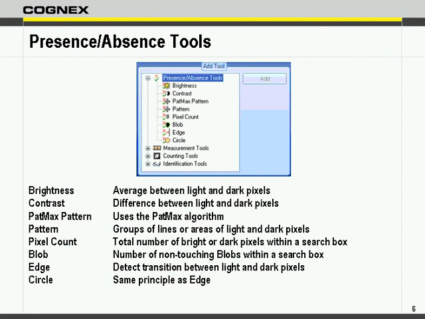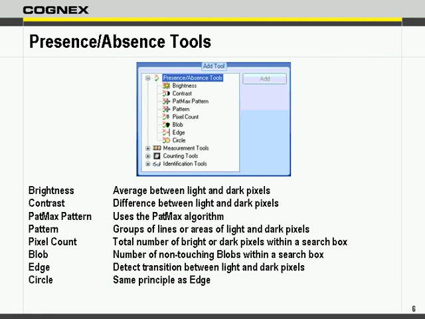The brightness tool will average between light and dark pixels and give you an overall count or number between those two. Contrast is looking at the differences between those light and dark pixels. So if we have an edge between a light and a black background, the contrast value would be very high. PatMax is looking for a pattern. It will be recognizing that, along with our pattern tool, which is similar to PatMax, looking for groups of lines or even areas of light and dark pixels within the pattern tool.